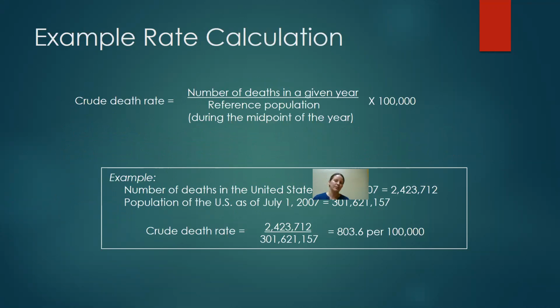And then we would use the census as our source of denominator information. So we try to use the midpoint population size for our denominator if we can. So in this case, we'd want the population of the US on July 1st, 2007. And so that was over 301 million people. And so if we just divide those two, we come up with our rate of 803.6 deaths per 100,000 population per year. And in this example, the year was 2007.